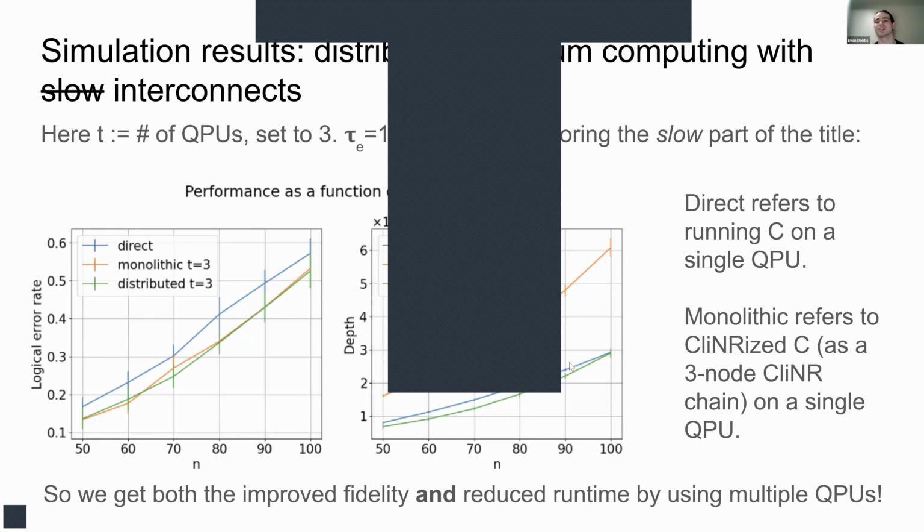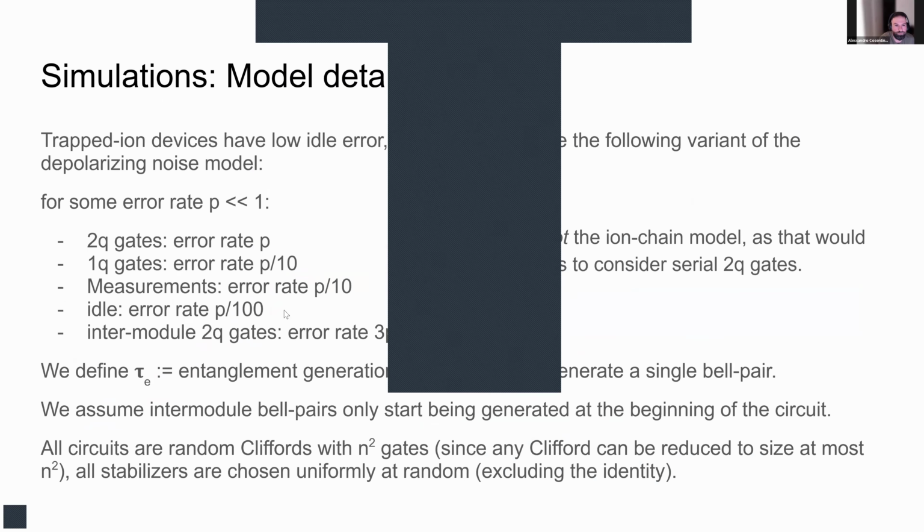We simulated this with a few different error rates there, for the inner module gates specifically. It depends heavily on that. I think you can get away with like 5p even. But if you go up to like 10p here, then you really don't see that gap anymore, unless, of course, you increase circuit size. Basically, the larger the circuit and the lower this error rate, the better the results look.